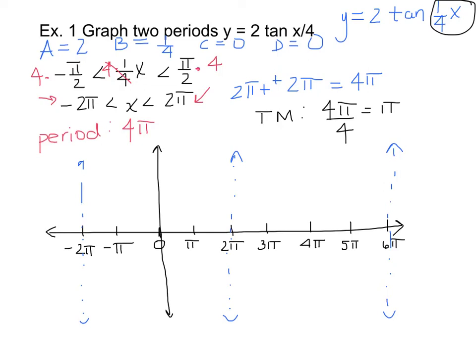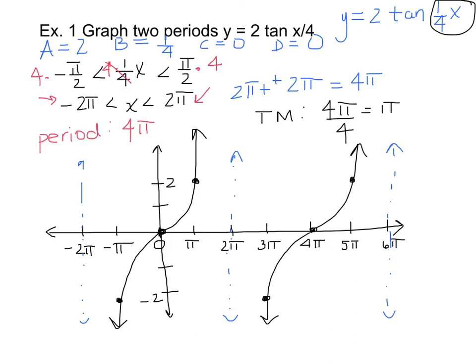Okay, then you see A is 2, and we'll mark one at negative 2. So when you get ready to make your tangent curve, remember it goes negative A, 0, and positive A. And you just connect those 3 points. And then you do the same thing again. Negative A, 0, positive A. That's 2 periods.